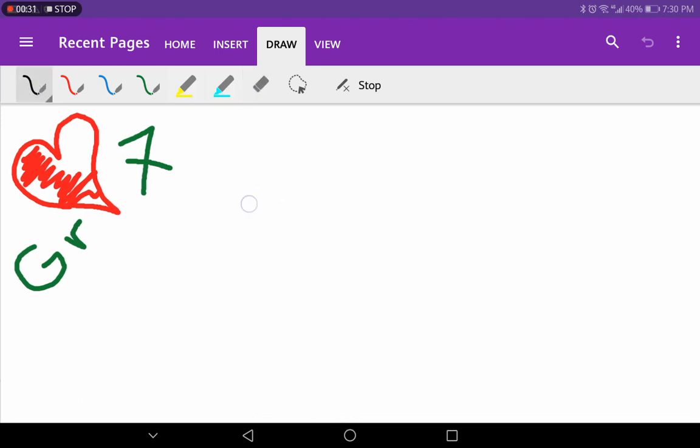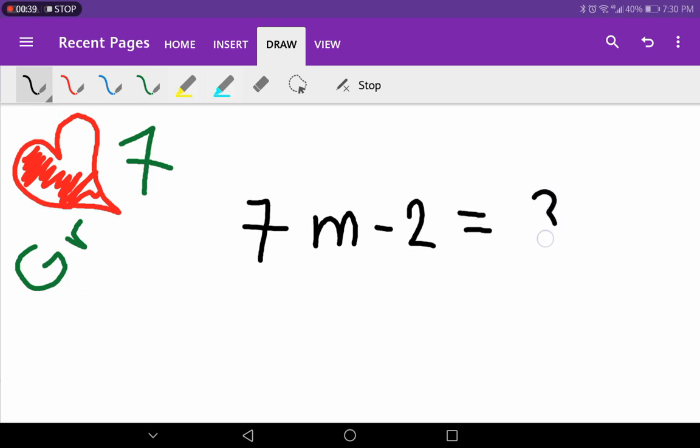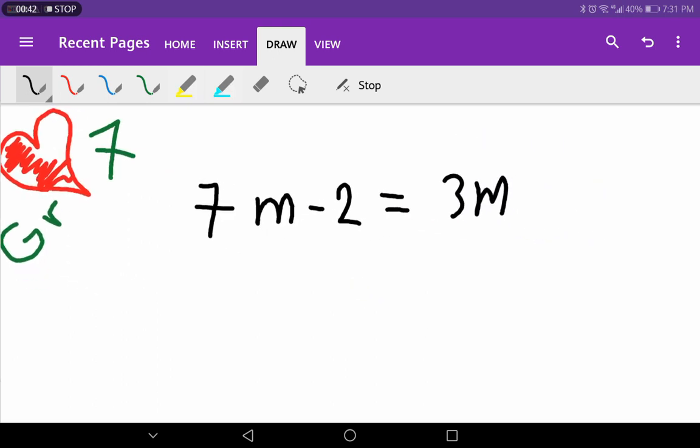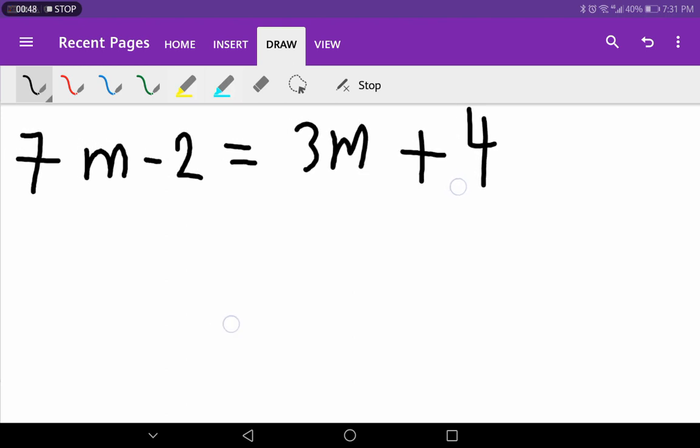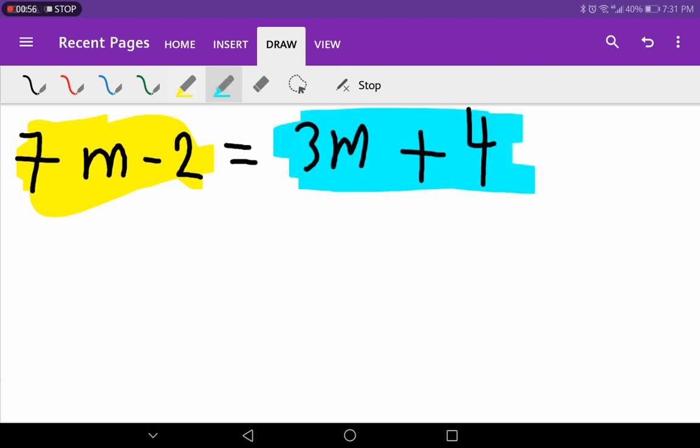we have 7m minus 2 equals 3m plus 4. Okay, let us start. How can we solve it? We determine the left side and the right side, and as you see, we have a variable on both sides here.